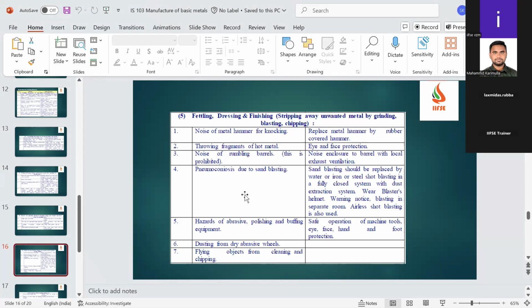Here, the replacement of hammers by rubber-covered hammers for knocking out is one solution we can give. Then for throwing fragments of hot metal, eye and face protection. For noise from rubbing barrels, noise enclosures on the barrel with local exhaust ventilation, so that we can avoid the noise exposure, and the dust which is generated can also be taken out from the immediate machinery.